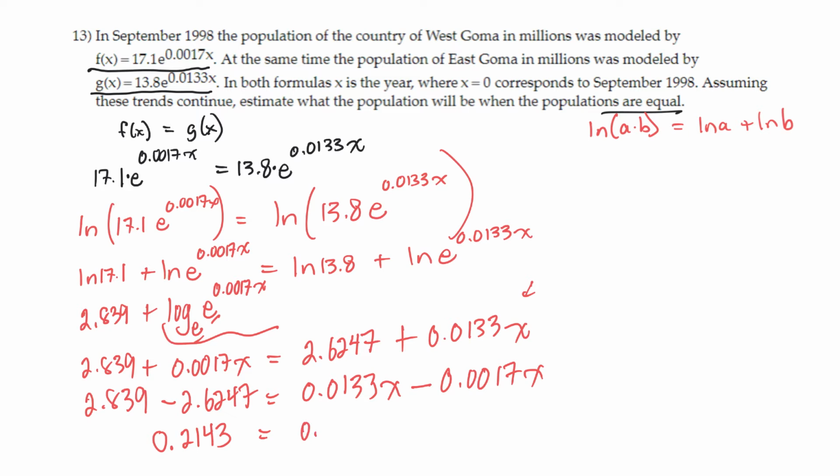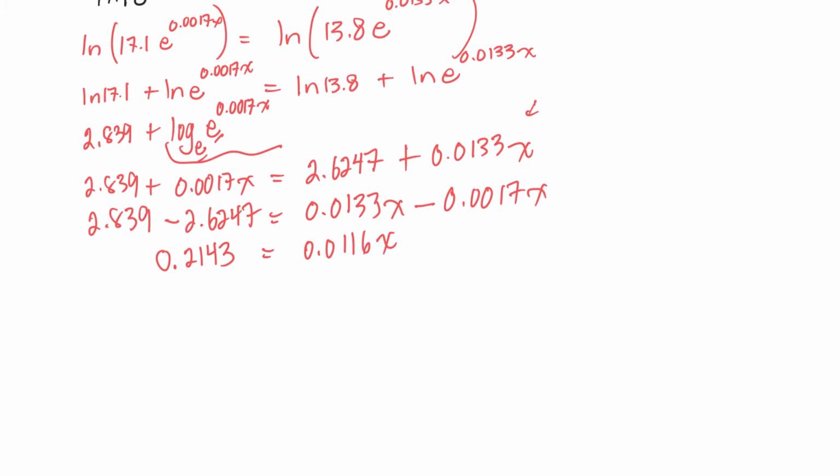So this is 0.0116x. Now I'm solving for x, so I need to divide both sides by 0.0116. So 0.2143 divided by 0.0116 equals, I'm getting 18.474-ish. So let's see what this says in the question.